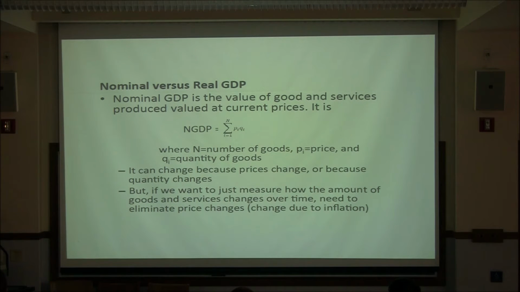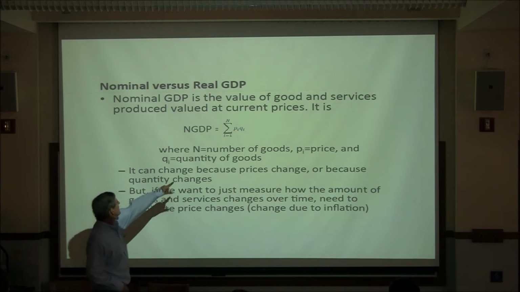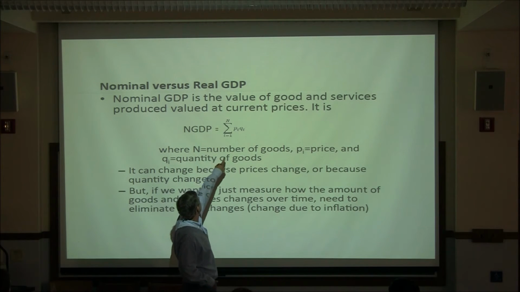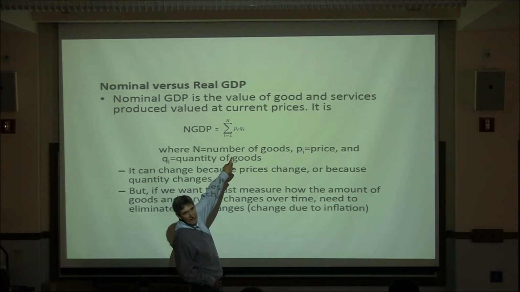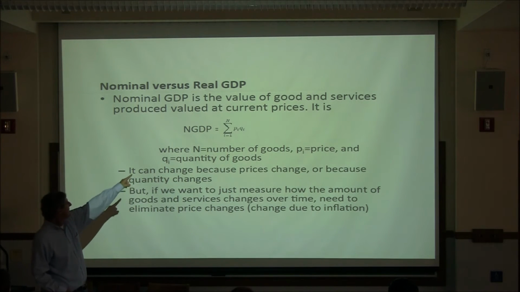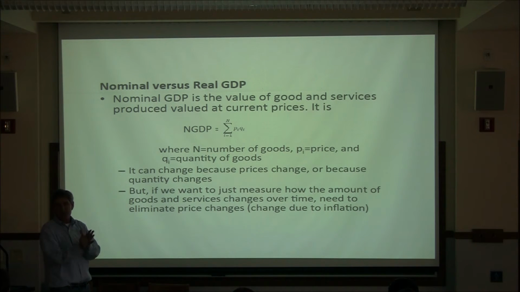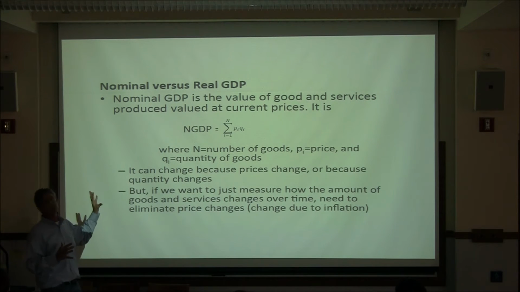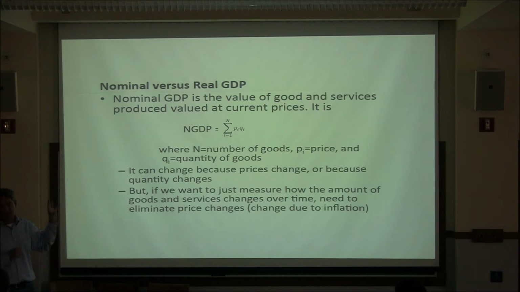All right, so let's talk about it. So to get what's called nominal GDP, we just do what we've been talking about. Add up all the prices times the quantities of all the goods in the economy. So if your economy produced 7 million goods, that N would be 7 million. And it'd be the sum of the prices times the quantities of all of those goods. That gives you the total value of production of every good in the economy. And that's what we call nominal GDP.